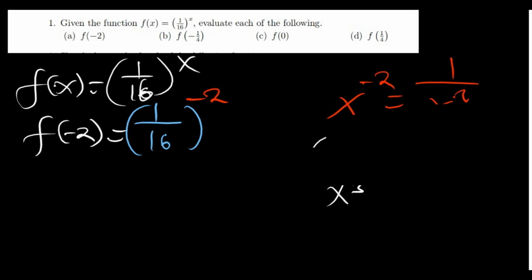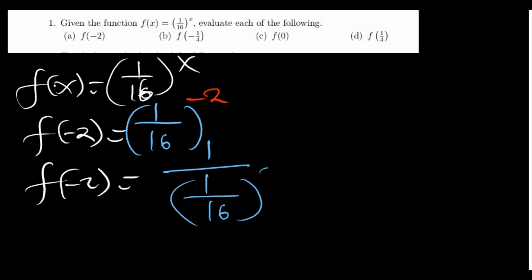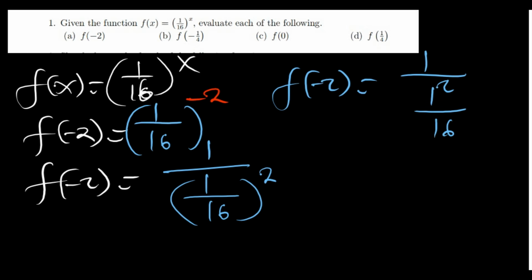Meaning that what I have here is the same as f of negative 2 is equal to 1 over 16 raised to negative 2. I'll first put 1 on top: 1 over 1 over 16 raised to the power 2. I've now removed the negative. Now at this point, I can bring the power inside, where f of negative 2 is equal to 1 over 1 squared divided by 16 squared.